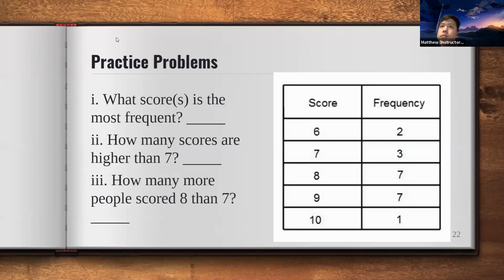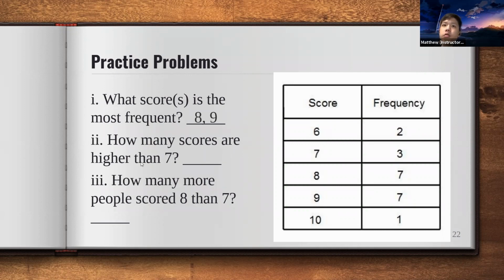So, some practice problems. What score is the most frequent? You can see here 6 has a frequency of 2, 7 has a frequency of 3, 8 has a frequency of 7, 9 has a frequency of 7, 10 has a frequency of 1. So the answers will be 8 and 9 are most frequent because both of them are shown 7 times, while everything else is shown 3, 2, and 1. 7 is greater than any of the other numbers.